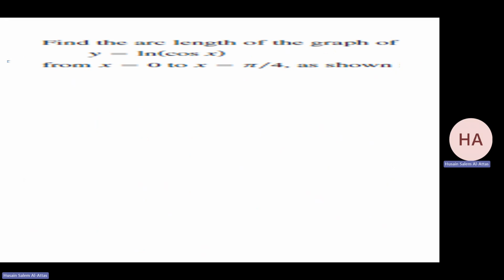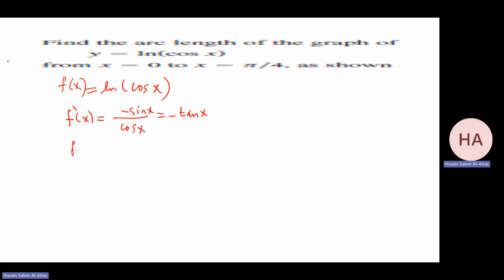Yeah, another problem. The catch is only how to deal with 1 plus f prime squared under the square root. If f of x is ln cosine x, f prime will be what? Will be 1 over cosine times minus sine. That will be minus tan. F prime squared will be what? Tan squared. No need. 1 plus f prime squared.